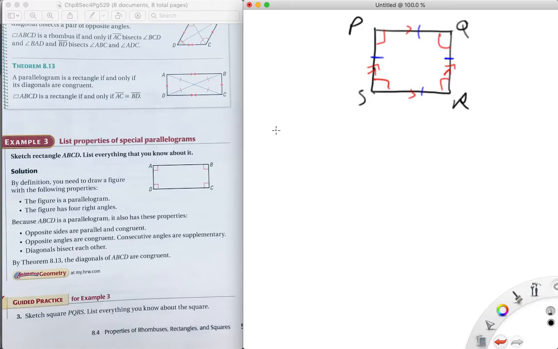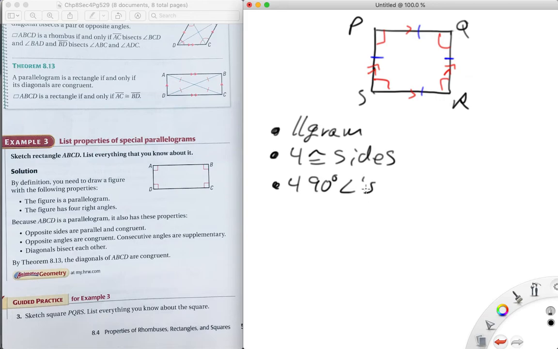So, characteristic number 1. We know it's a parallelogram, meaning opposite sides are parallel. We know it's also a rhombus, meaning it has 4 congruent sides. We know it's a rectangle. It has 4 90-degree angles. In addition to that, it shares characteristics of a rhombus within its diagonals, and that the diagonals are perpendicular.